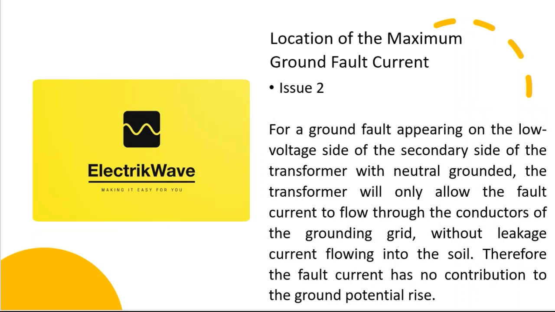Let's see issue 2. For a ground fault appearing on the low voltage side, the secondary side of the transformer with neutral grounded, the transformer will only allow the fault current to flow through the conductors of the grounding grid, without leakage current flowing into the soil. Therefore, the fault current has no contribution to the ground potential rise.